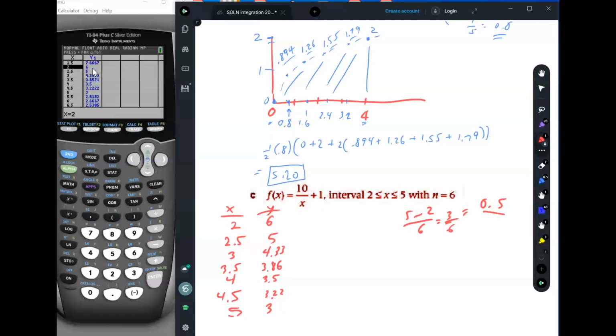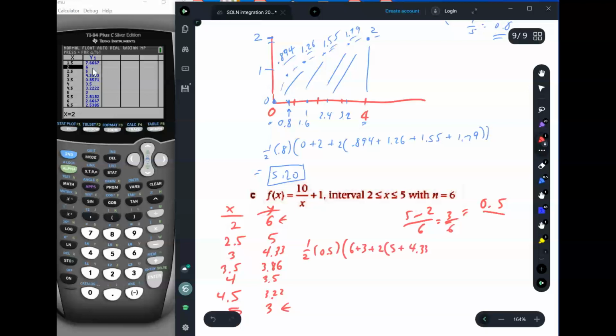Well, we're going to put it in the formula, and the formula is 1/2 times h. Our h value is 0.5, and then we multiply that times our left and right edge y values, which are 6 and 3. We don't multiply those by 2, and everything else is multiplied by 2. So the middle values, which are 5, 4.33, 3.86, 3.5, and 3.22, are multiplied by 2. And so now I just plug these in the calculator.